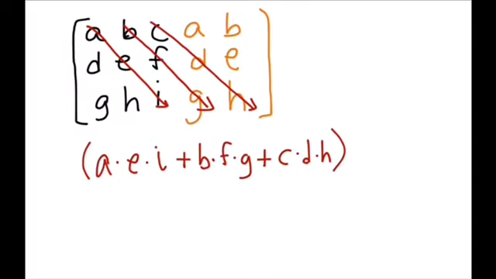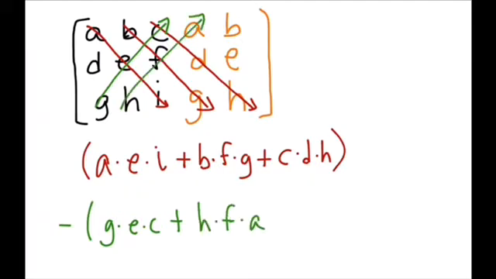Then I'm going to subtract, and now I'm going to go from the bottom left to the upper right, and I'm going to do the products G times E times C plus H times F times A plus I times D times B. And then when I simplify all of that, what I get left is my determinant. Now with all those letters, it looks really complicated and confusing. Let's do one with actual numbers, and you'll see that it's not that hard.